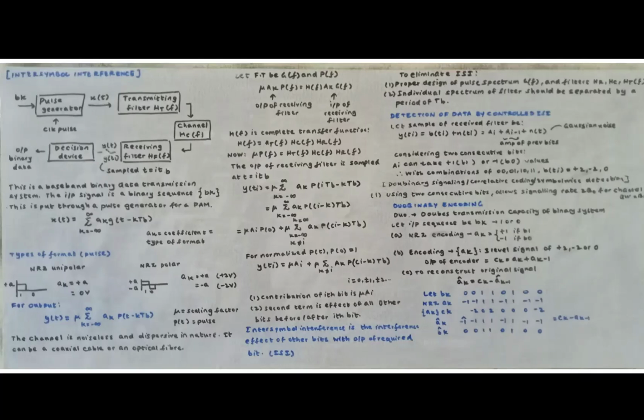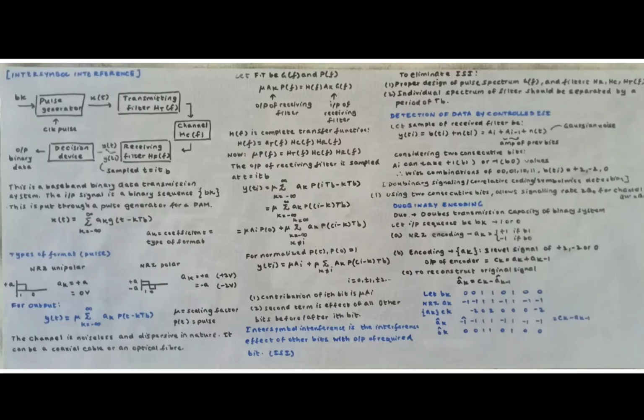How do you detect data by controlled ISI? Let the sample of the received filter be y of t_i. Let's say you get three terms, a_i plus a_(i-1) plus n of t. So a_i is the amplitude of the bit that we have, a_(i-1) is the amplitude of the previous bit, and n of t is just noise. We can ignore everything and just take two consecutive bits, and this bit a_i can take a value of plus 1 or minus 1 for a high bit and a low bit. With these combinations, you do duobinary signaling.